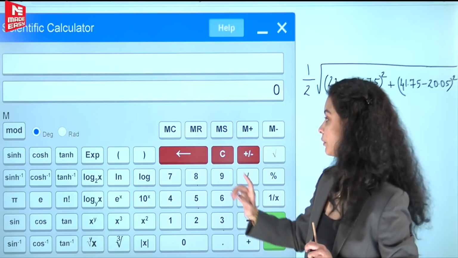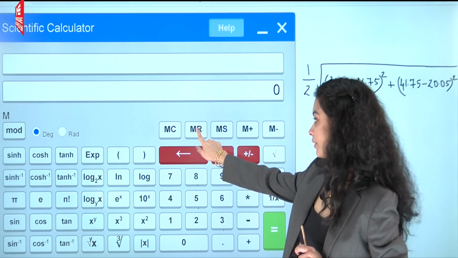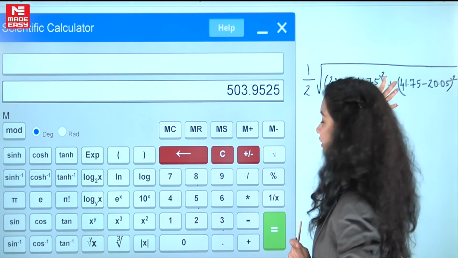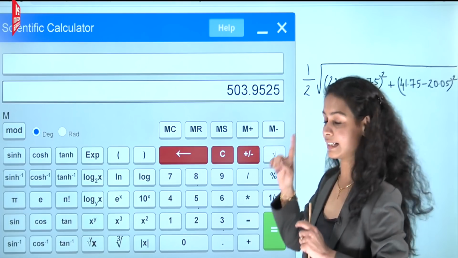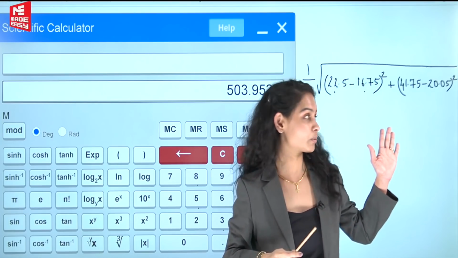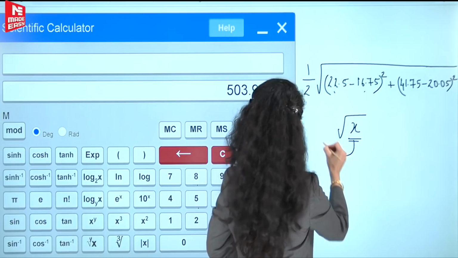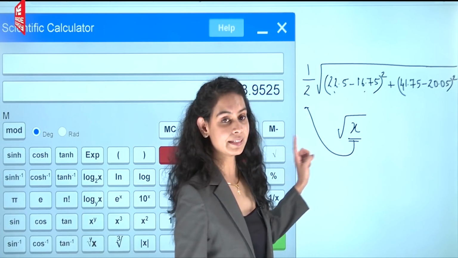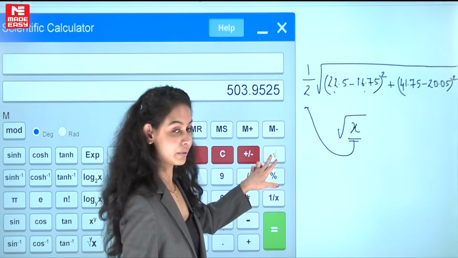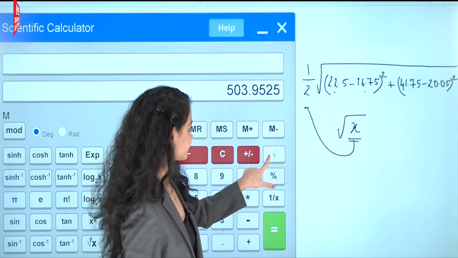Now to add them, you will have to use memory recall. So MR. This is the addition of the under root terms. Now you have to take the under root. You have already got this as x value. So this is the x value that you have got here. Now you have to press the under root button, which is found here. So press this.